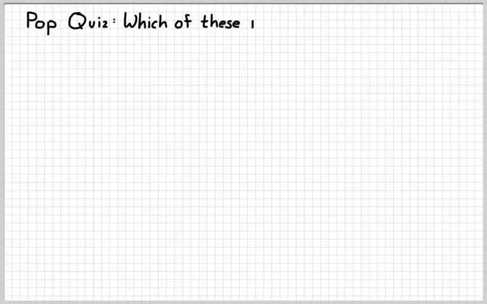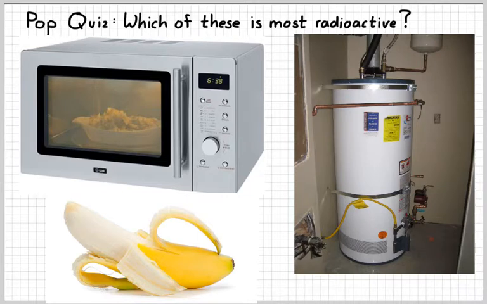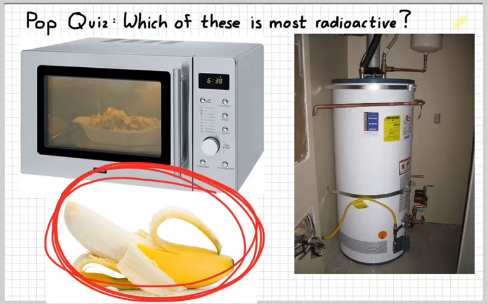Okay, so that's all the new information for today. Real quick pop quiz. Of these three things, which one is the most radioactive? If you picked the banana, you're absolutely correct. Bananas are actually pretty radioactive because they contain an isotope of potassium called potassium-40. And you actually see this isotope in lots of different food items. And so of all these things, bananas are the most radioactive. But it's not radioactive enough for you to worry about. That's a very, very small amount of radioactivity.